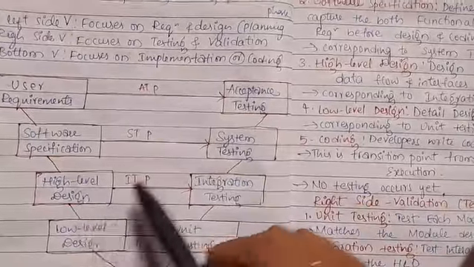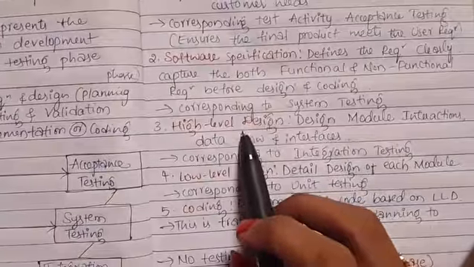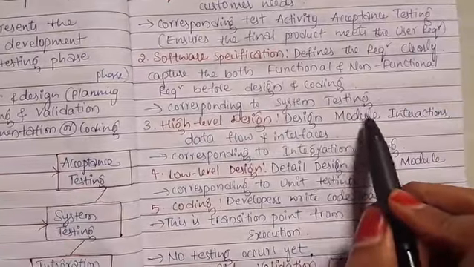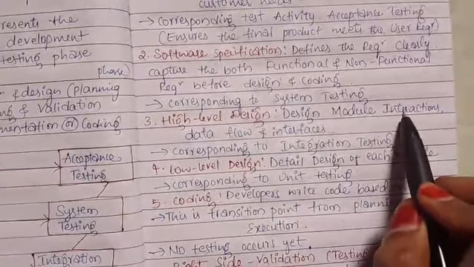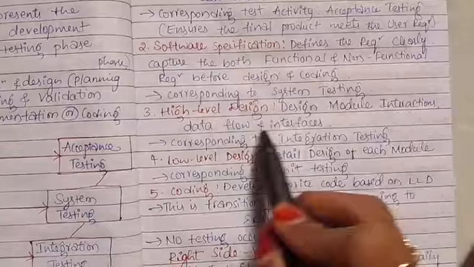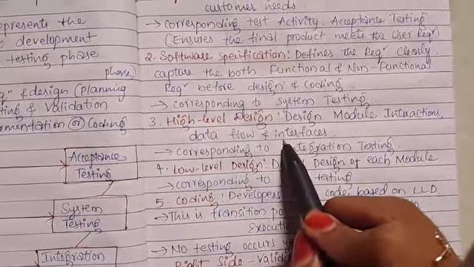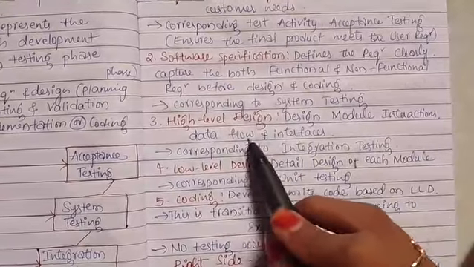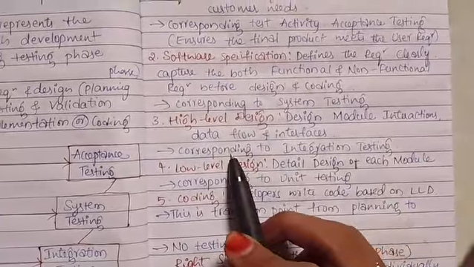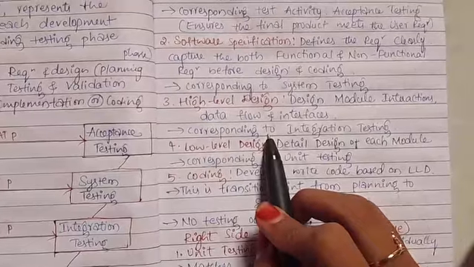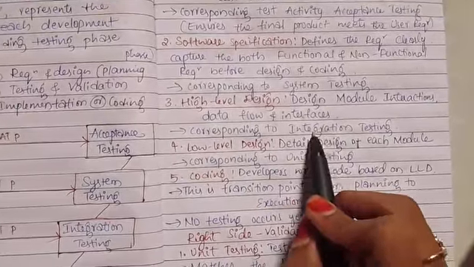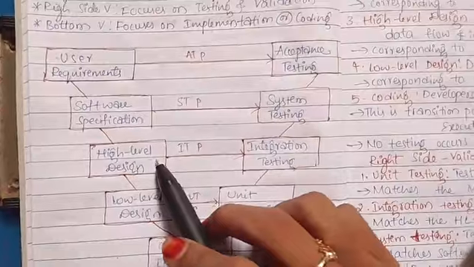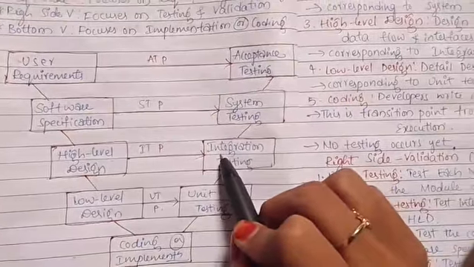The third one is high level design. High level design means the design model: it will design the module interactions, the data flow and interfaces. It corresponds to the integration testing.